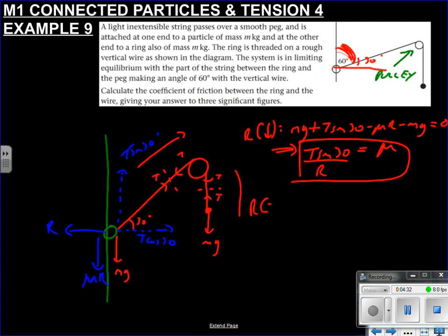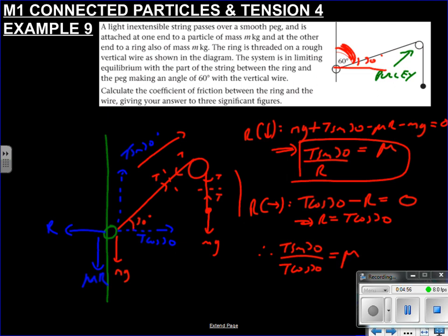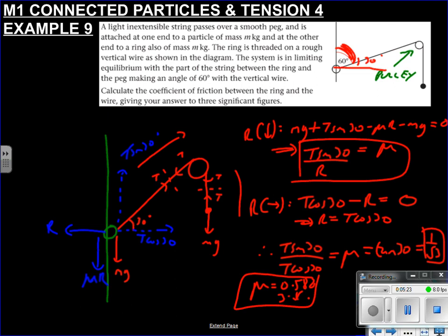So we need to know what R is. Well, we can get that by resolving to the right or left, doesn't matter. What's the force going to the right? Well, that's T cos 30. What's the one going to the left? Well, that's R. And therefore, R must be T cos 30. So if we plug that back in, we get T sin 30 over T cos 30 equals mu. And the Ts cancel, so you're left with, as you know, sin over cos is tan, and tan 30 is 1 over root 3. Because we've used g, we haven't actually calculated g anywhere, so that answer is fine, but it's also fine to write that as 0.588 to 3 significant figures in mechanics. Okay, so new type of problem for you there, statics.